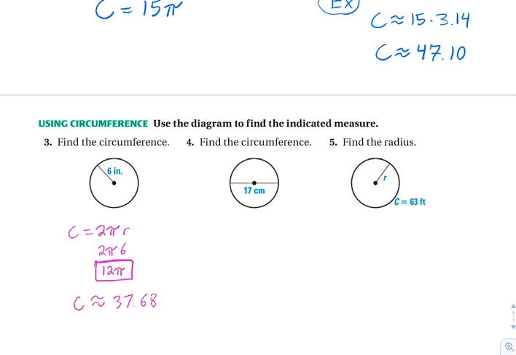So find the circumference of the other one. Well, we got the diameter, so I'm going to choose to use the formula pi times diameter because I'm flexible. I could use either one. So I'm going to say this is pi times 17, or circumference is 17 pi.